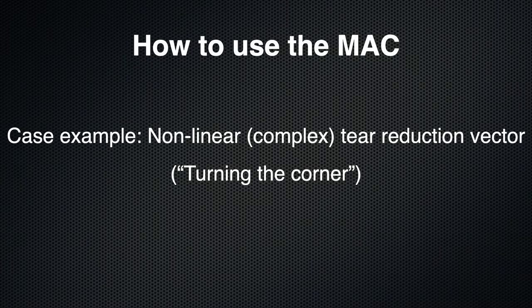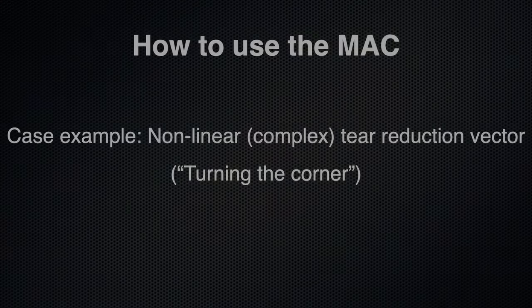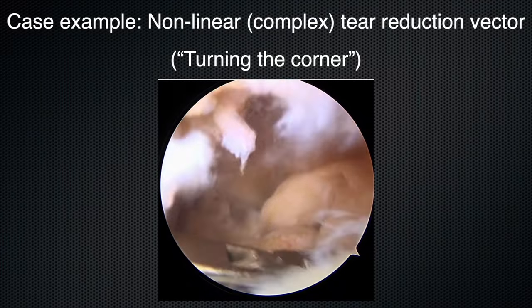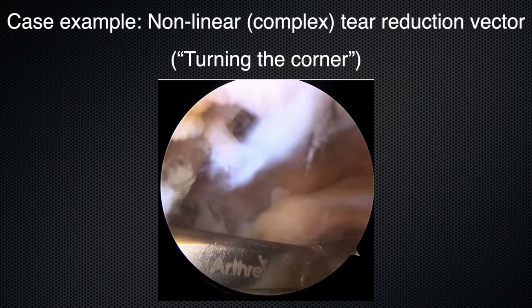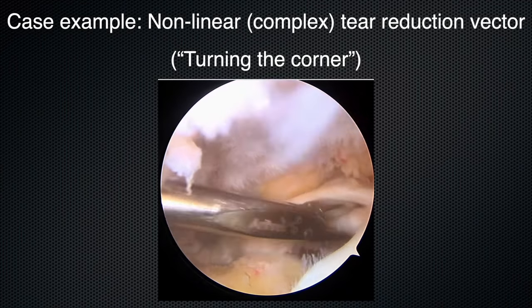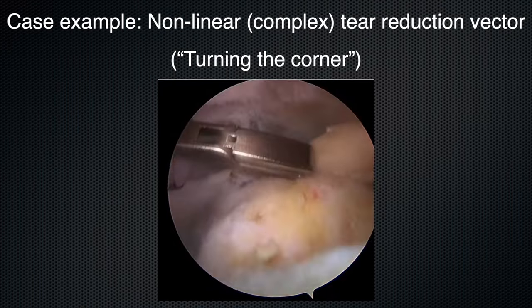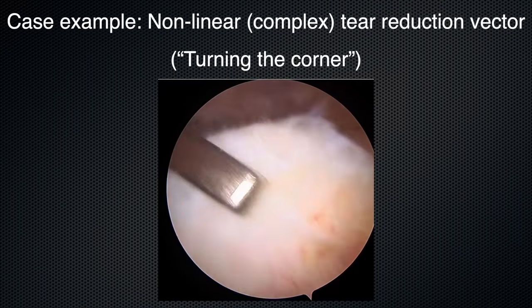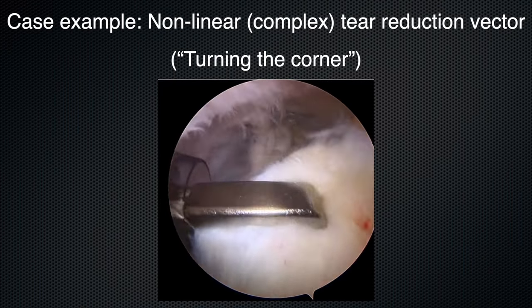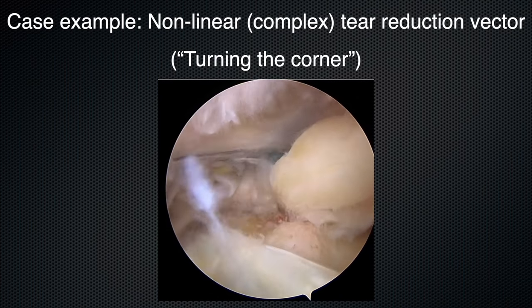Here is an example of a complex tear that does not reduce in a linear tear reduction vector. We can see here, using the tendon grasper, it's really difficult to appreciate what an anatomic reduction would look like. In fact, the tear probably needs to turn the corner in a nonlinear direction.